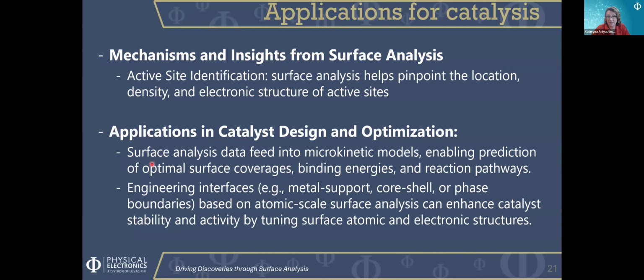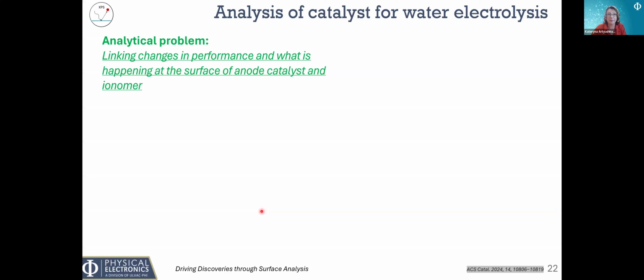There are a lot of interfaces in catalysis: metal particles on your support, phase boundaries, core-shell particles. When you engineer them, you need to really understand what the actual surface or atomic scale structure is that you created, which is directly related to stability and activity. So this is how, in general, surface analysis is used in catalysis. And now I will show you several examples from papers that are published by our customers.